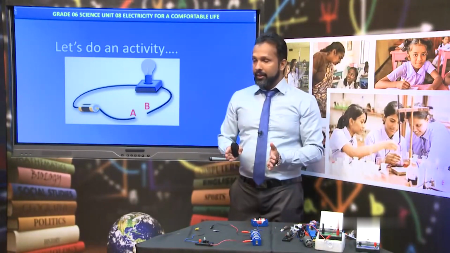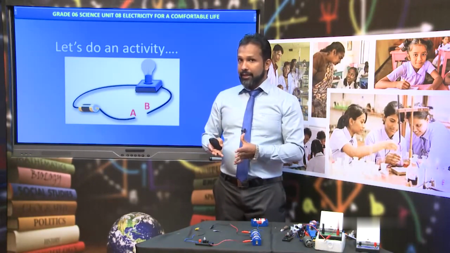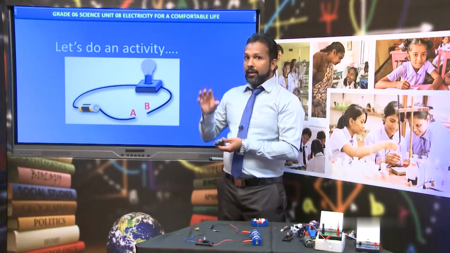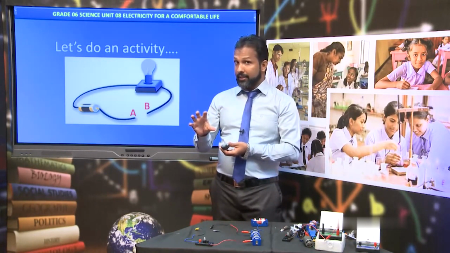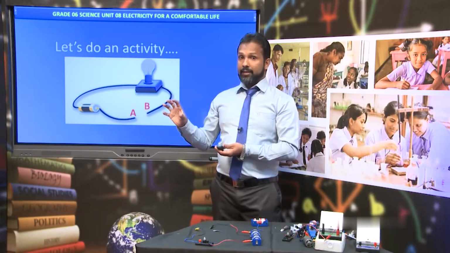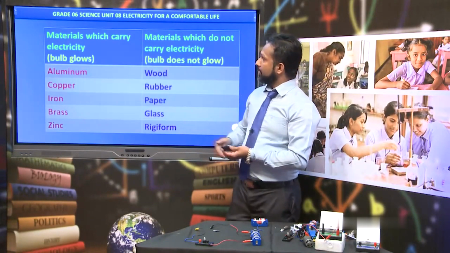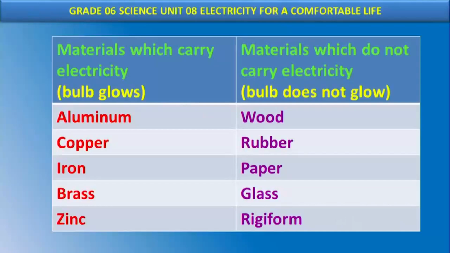That means, my dear children, from this simple activity you can understand that when keeping different materials between A and B, sometimes the bulb glows, sometimes the bulb does not glow. The main reason is, if the current passes through a particular material, the bulb glows. If the current does not pass through a particular material, the bulb does not glow. So we can say there are materials which carry electricity and materials which do not carry electricity. If the electricity passes, the bulb glows. If electricity does not pass, the bulb does not glow.